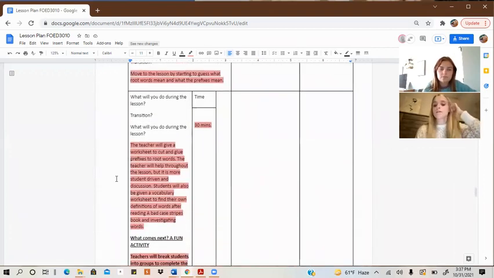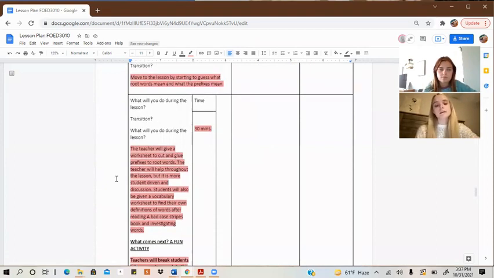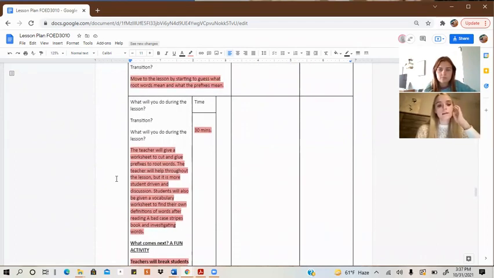So, transitioning from the lesson, we will start by guessing what root words and prefixes mean. That could be like putting some up on the board and asking, what do you think this definition is? What do you think this definition is? And just seeing where the students are at.